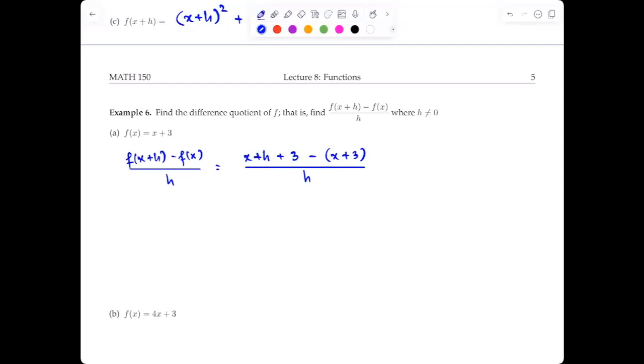Now let's simplify the numerator as much as you can. You distribute the negative into the parentheses. You get x plus h plus 3 minus x minus 3 divided by h. Then on the numerator, positive x and negative x cancel out. Positive 3 and negative 3 cancel out. And you're left with just h over h, and this is equal to 1.